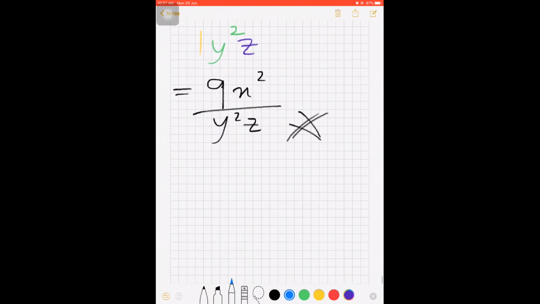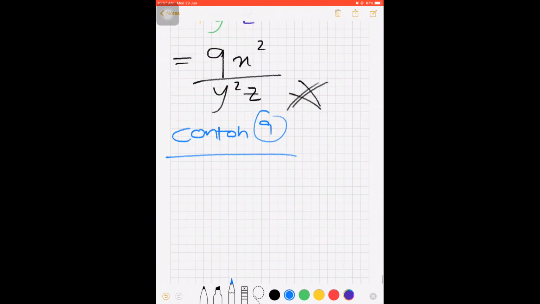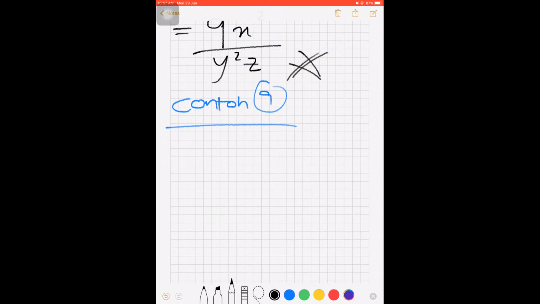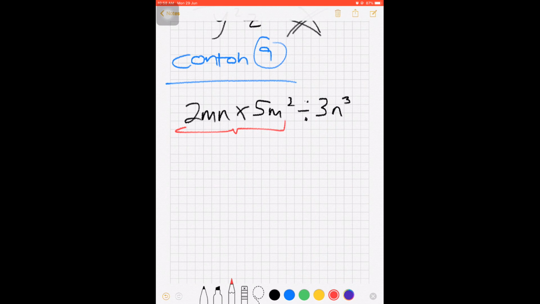Okay, I do one more example and then habis kelas. One more example. Contoh 9. 2mn times 5m squared divided by 3n kuasa 3. Okay. So same thing. Let's do this one first. Okay, and then we only do that.